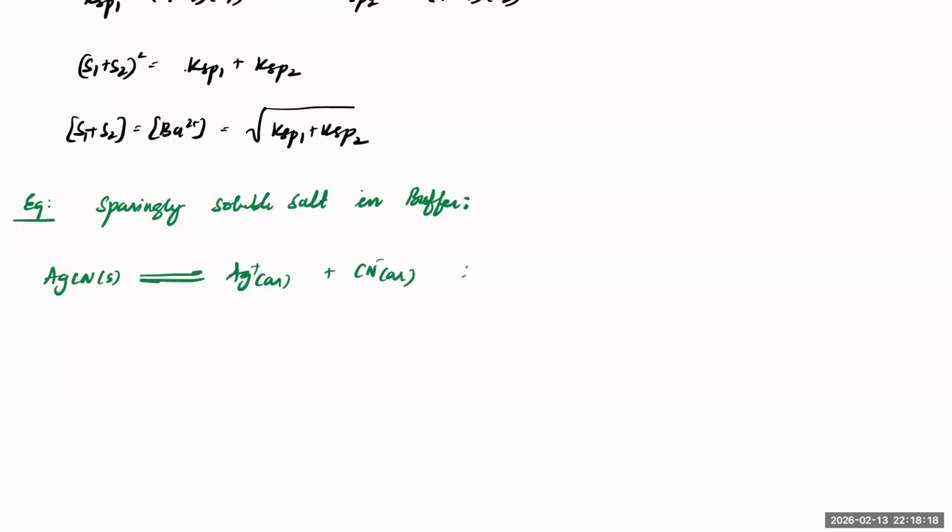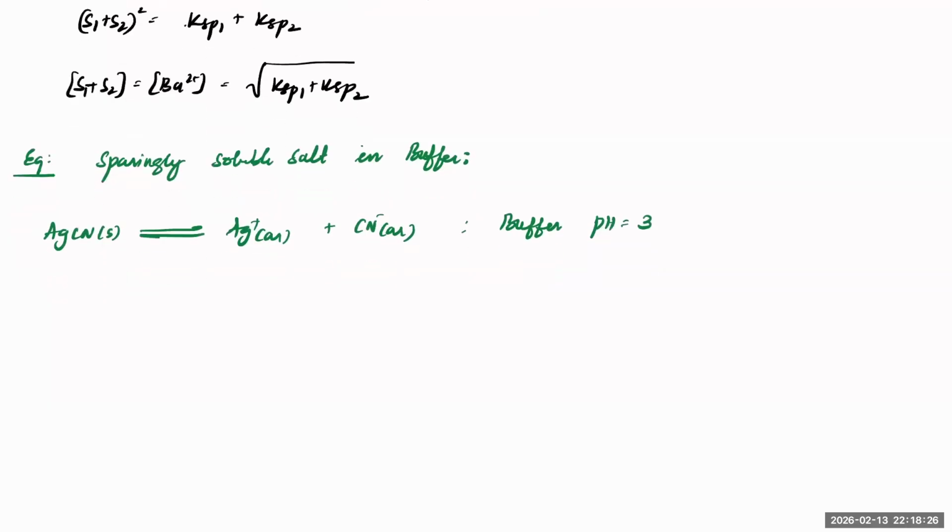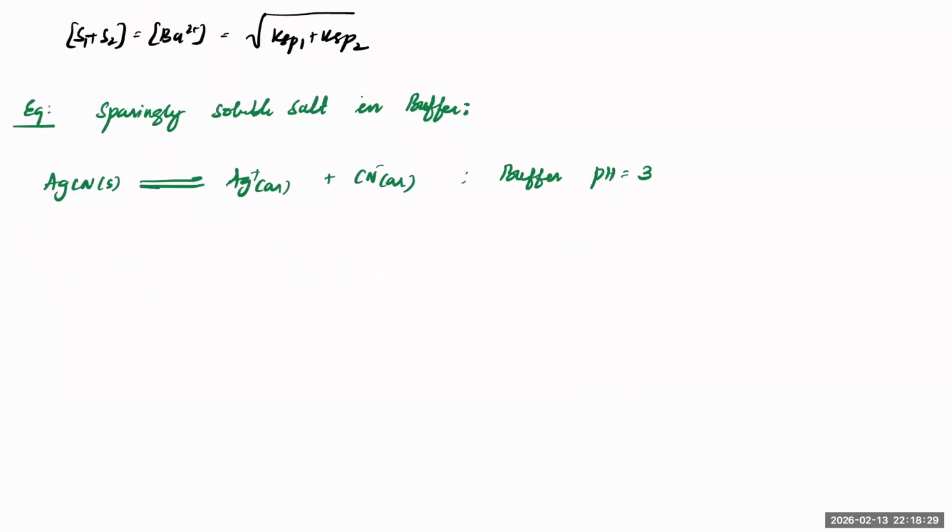But if the question is given that this has been added into a buffer solution of pH 3, that means it is in an acidic solution. In that case, what you need to realize is this: CN- will react with the H+ in the solution and convert into HCN. Why would it do so? Because CN- is coming from a weak acid, so it is a very strong base. That strong base will definitely react with H+ to convert into HCN.